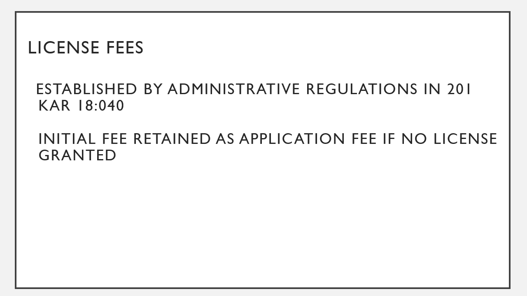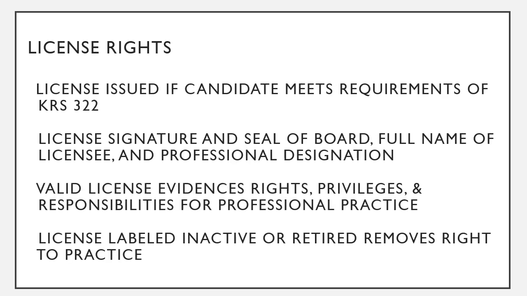Licensing fees are established by administrative regulations in 201 KAR 18:040. Initial fees will be retained as an application fee if no license is granted. A license to practice professional engineering or land surveying will be issued if a candidate meets the requirements as set forth in KRS 322. The license will contain the signature and seal of the board, full name of the licensee, and the professional designation.